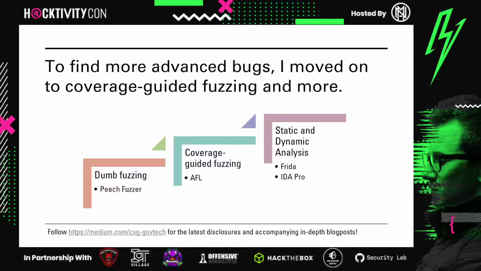After finding initial success with dumb fuzzing and code review, it was time to move on to more advanced techniques such as coverage-guided fuzzing, as well as in-depth reverse engineering. So what we've covered today is really two aspects of vulnerability research, which is dumb fuzzing as well as code review. However, if you want to move on, I'm going to post more about that in our Medium blog at csg-govtech, which I do recommend for you to learn more about latest disclosures as well as in-depth blog posts in the future.